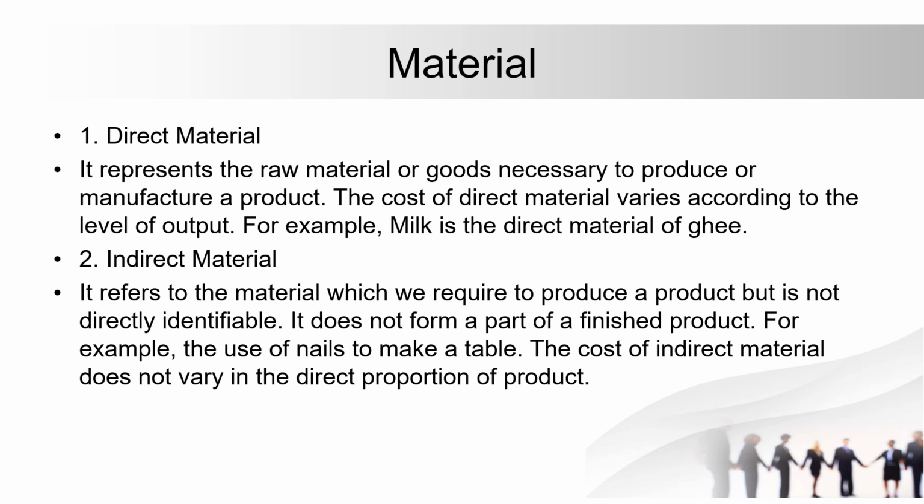And indirect material is required to produce a product but is not directly identified. See an example: the use of nails to make a table. It is not a finished part, it does not form a part of the finished product, but it is required for the finished product. The cost of indirect material does not vary in direct proportion to the product like the direct material.